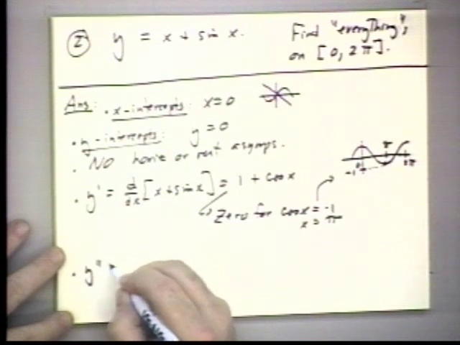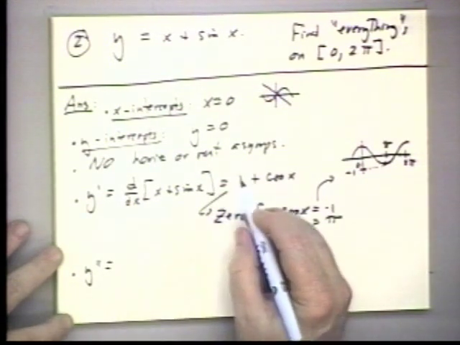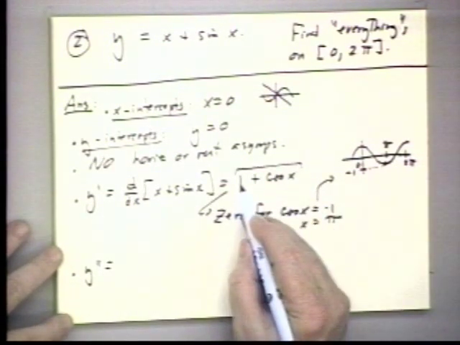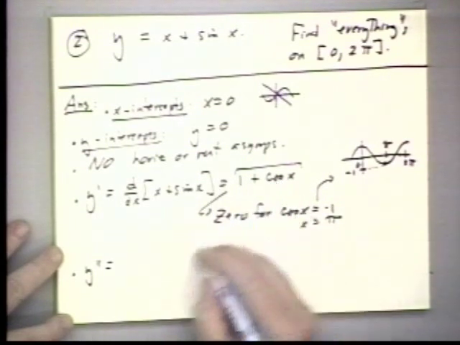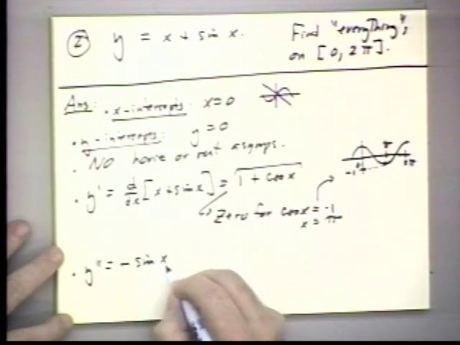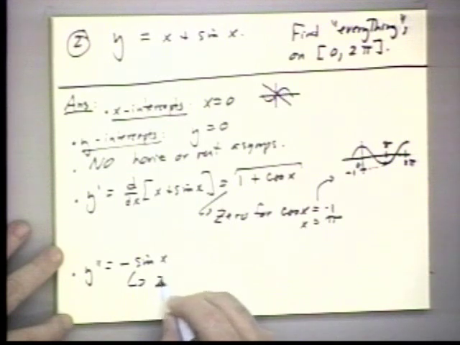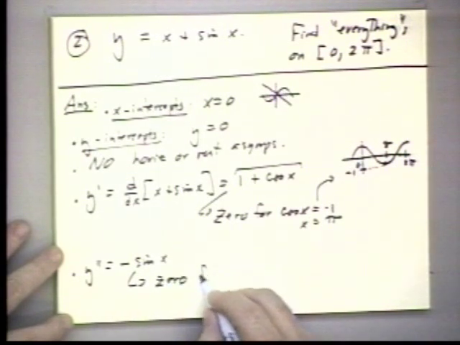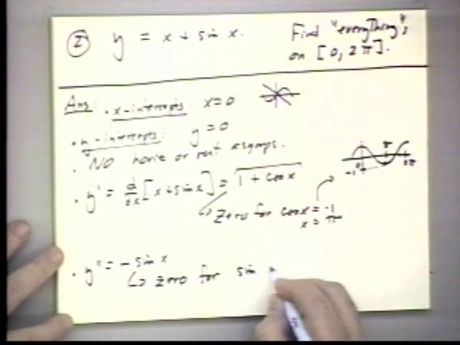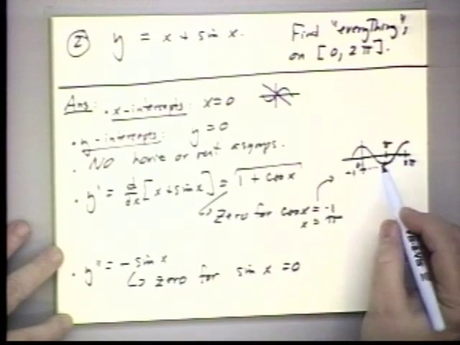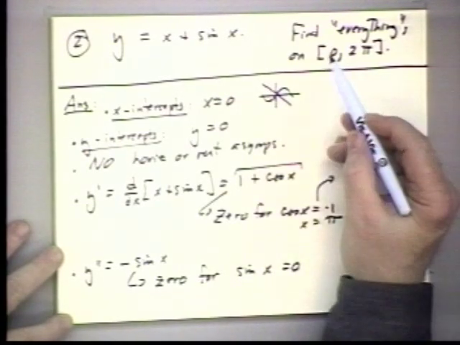Finally, the second derivative is the derivative of the first derivative, and the derivative of 1 is 0. The derivative of cosine is minus sine x. When will this be 0? This will be 0 when sine x is equal to 0. And where is the sine equal to 0 in the interval from 0 to 2 pi?